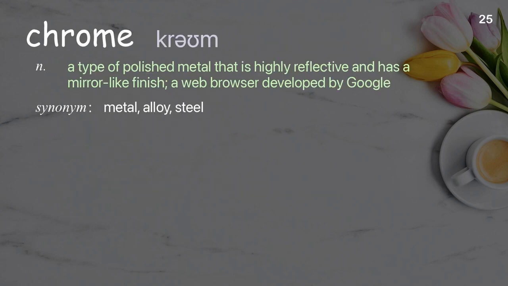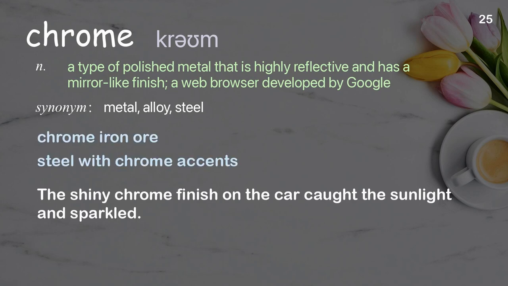Chrome. A type of polished metal that is highly reflective and has a mirror-like finish; a web browser developed by Google. Examples. Chrome iron ore. Steel with chrome accents. The shiny chrome finish on the car caught the sunlight and sparkled.